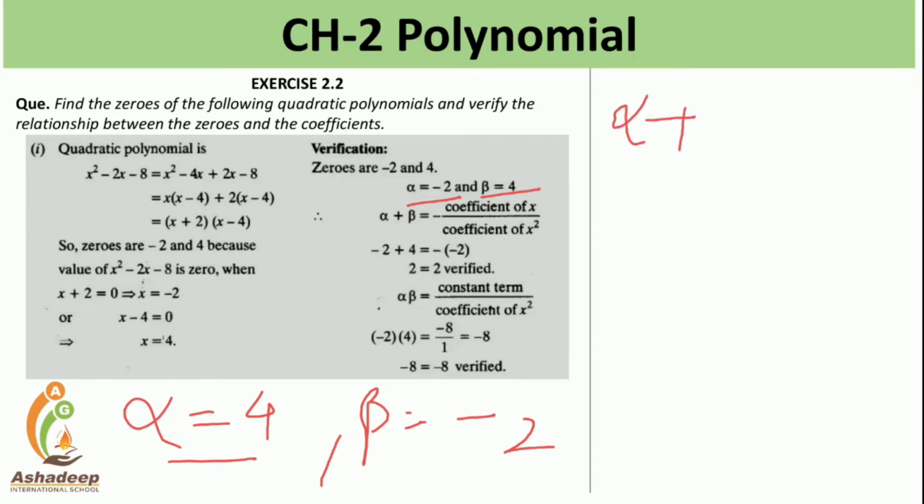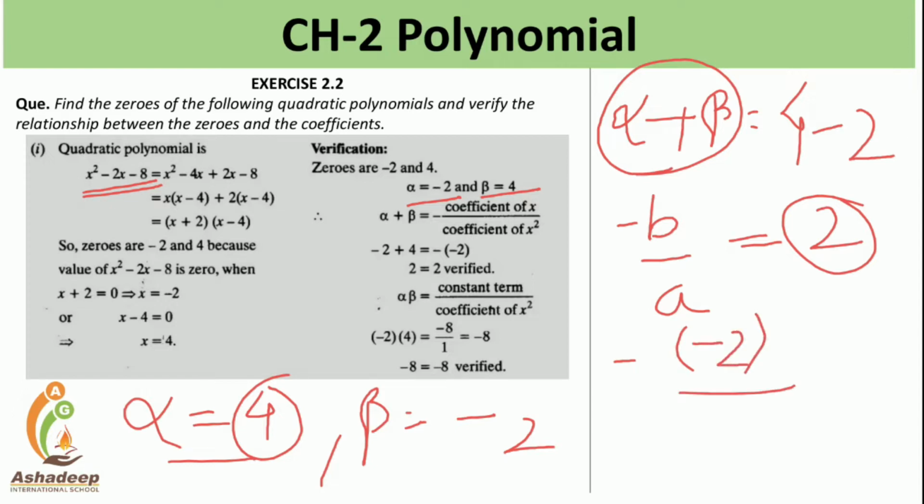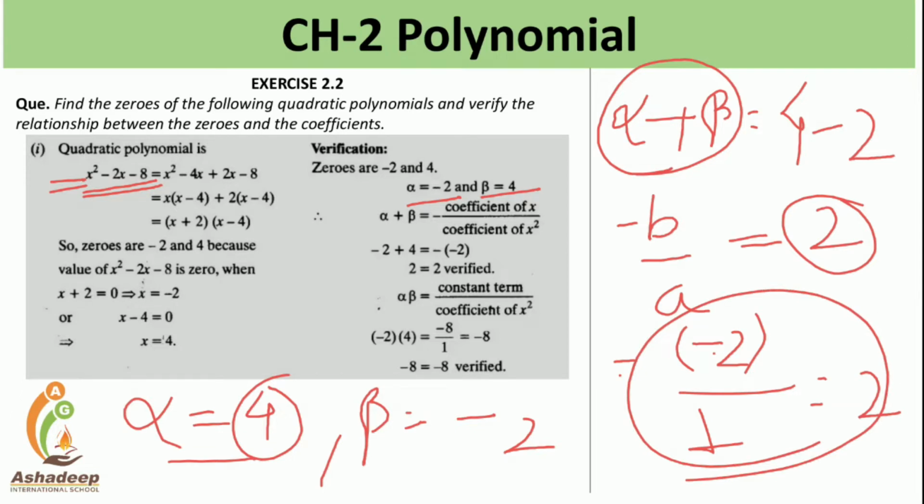Now I need to find out alpha plus beta. What is alpha? Alpha is 4. What is beta? Minus 2. So alpha plus beta is equal to 2. But what is alpha plus beta according to the equation? It is minus b by a. So what is b here? See in this equation, what is b? Minus 2. So b is minus 2. What is a? A here is 1. So minus into minus plus, it becomes 2, right? So both the answers are equal. So here we verify the relationship for the sum.